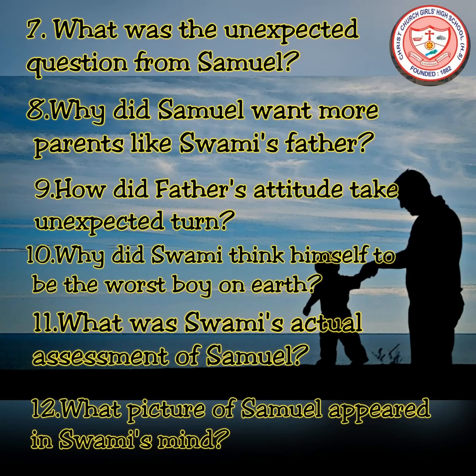And the last question of this category is question number 12. What picture of Samuel appeared in Swami's mind? Swami could recall Samuel's dark face, his thin moustache, unshaven cheek, and yellow coat. All these filled Swami's mind with sorrow and sympathy for Samuel.